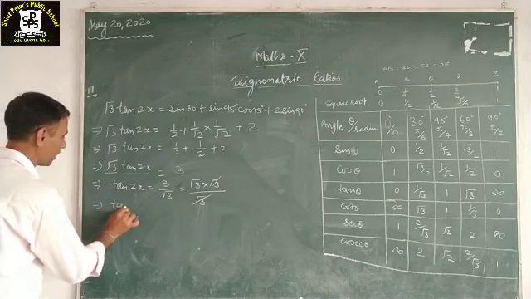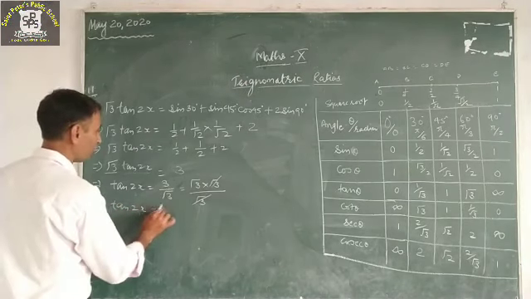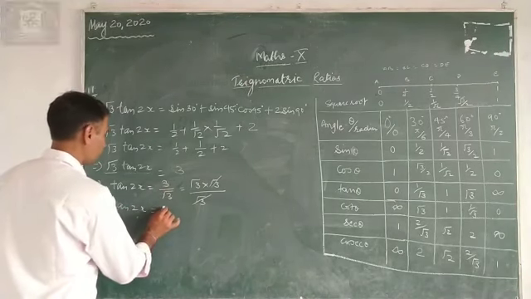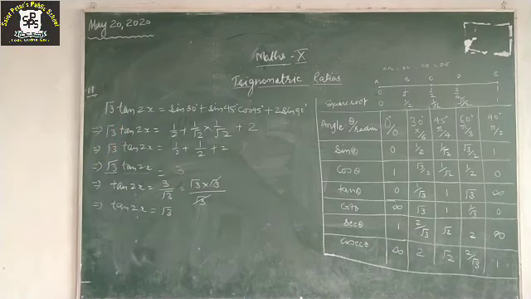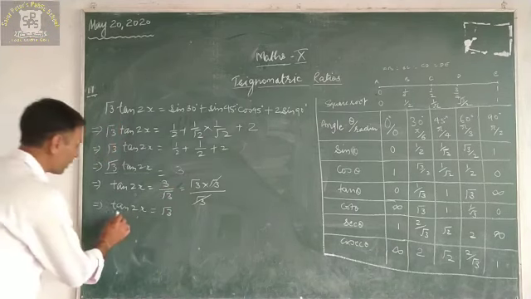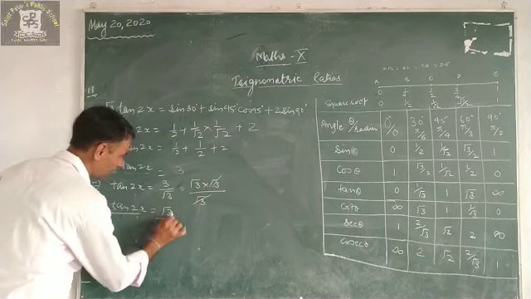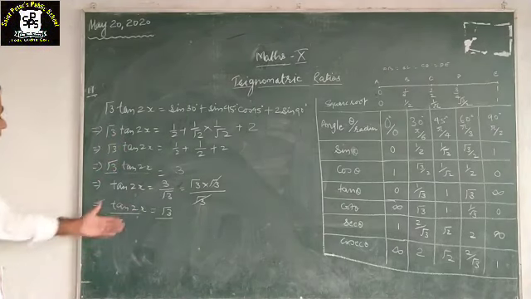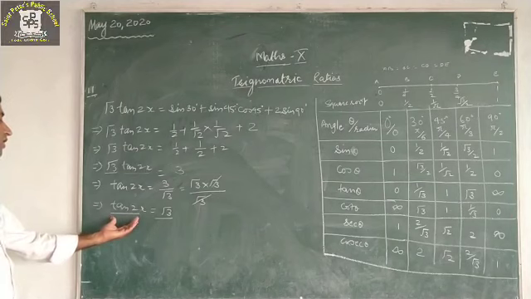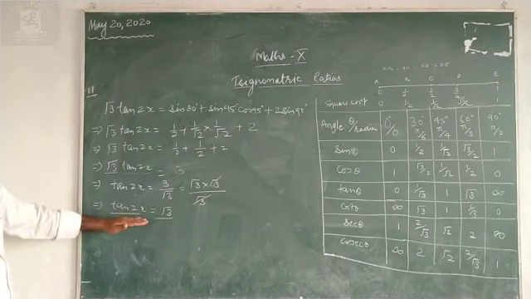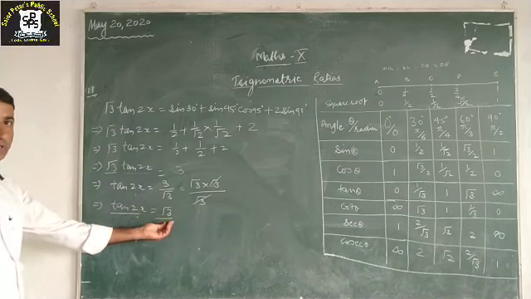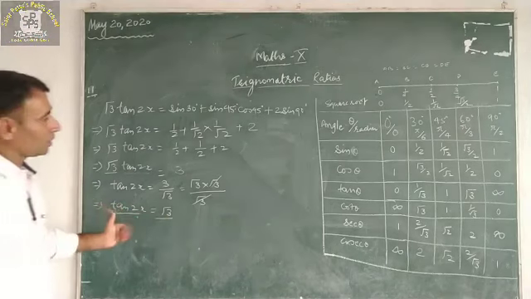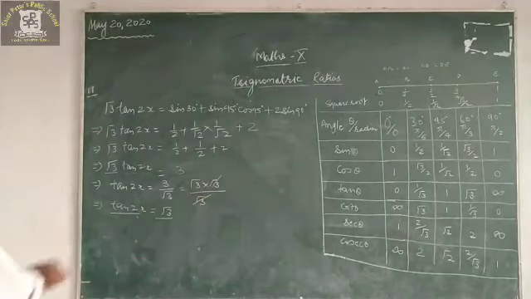Then tan 2x is equals to root 3. Now comparing both the sides, left hand side and right hand side. In the left hand side I have the trigonometric ratio tan 2x and the value of this tan 2x is equals to root 3. So observe the table now.